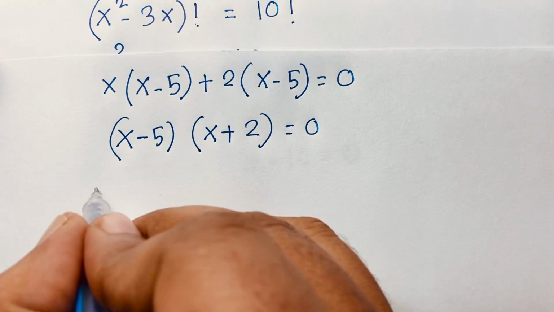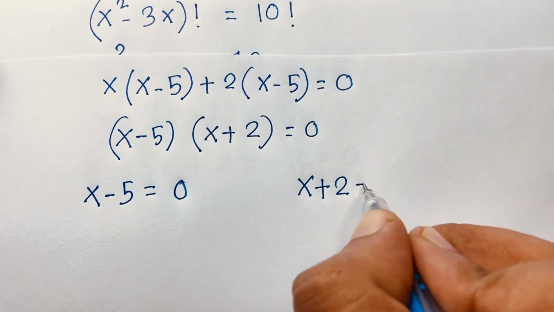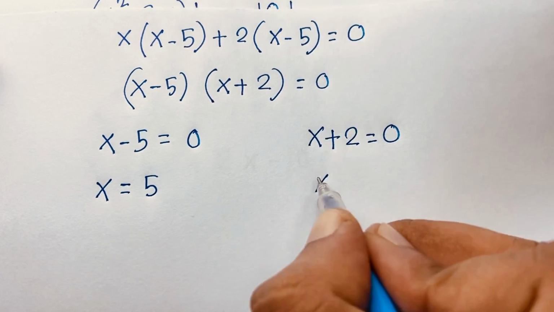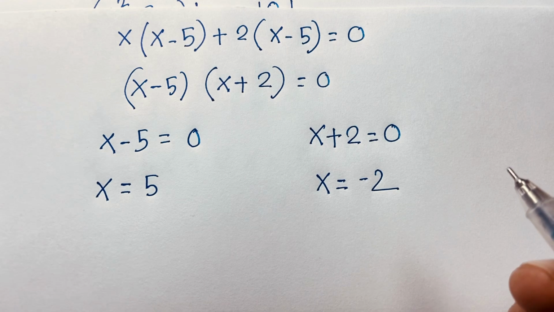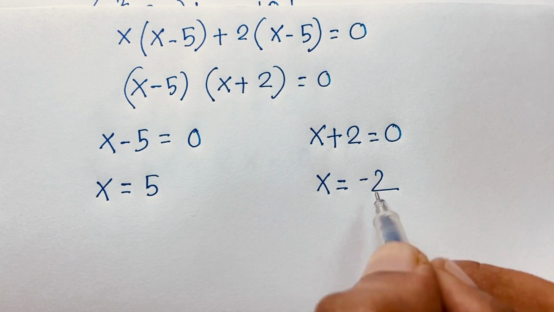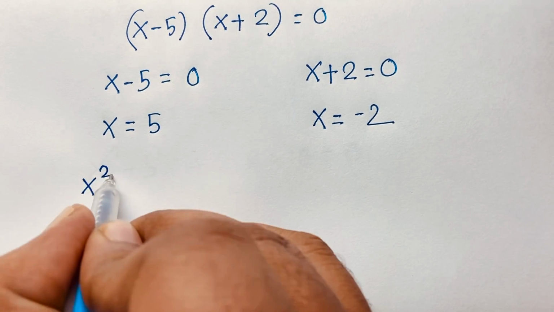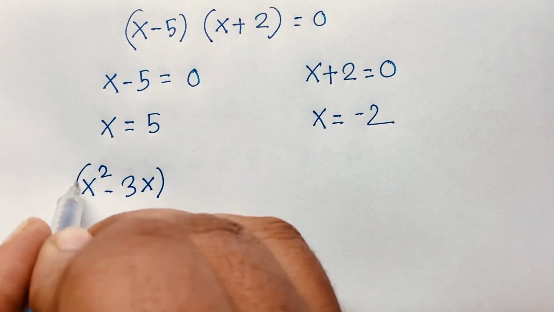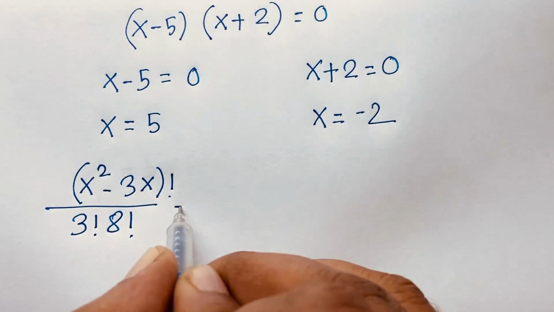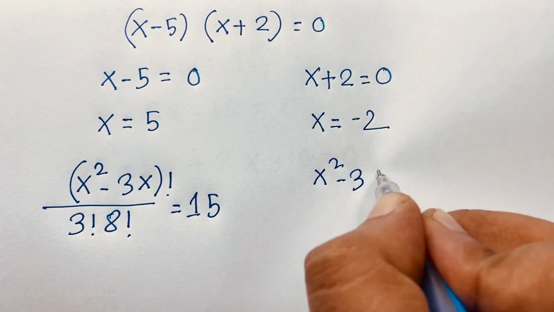Our first case is x - 5 is equal to 0, and the other case is x + 2 is equal to 0. Then you can easily see x is equal to 5 and x is equal to -2. So we have found the final answer: the value of x will be 5 and -2. Let's verify our question: (x² - 3x)! over 3! and 8! is equal to 15. This is our question.